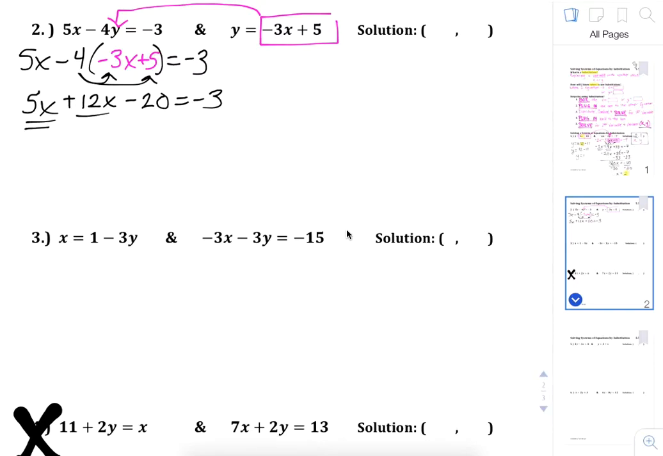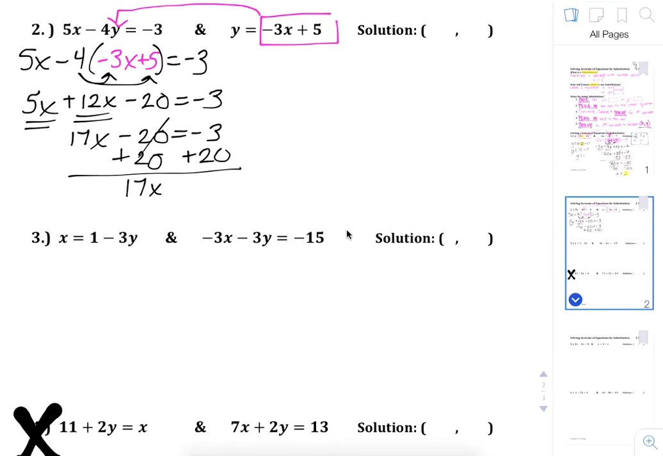Next, we're going to combine our like terms. That gives me 17 x's when I combine them. And we are now trying to get x by itself. So to kick that 20 out of the party, I need to add it. That leaves me with 17x equals 17. Now, obviously, when we divide by 17, we're going to get our first answer. Our x is 1.